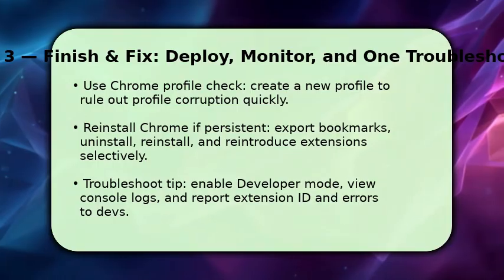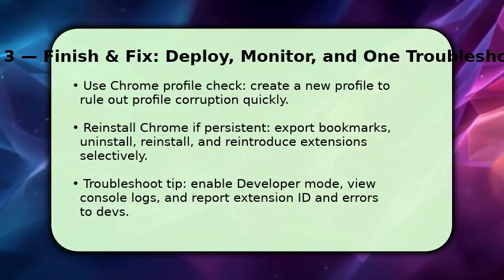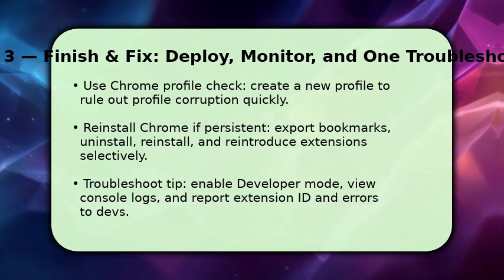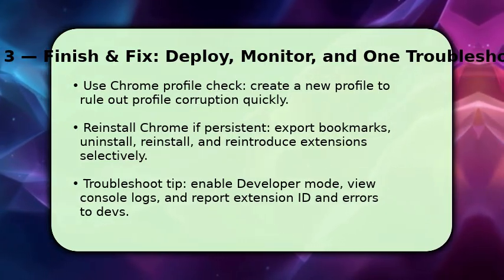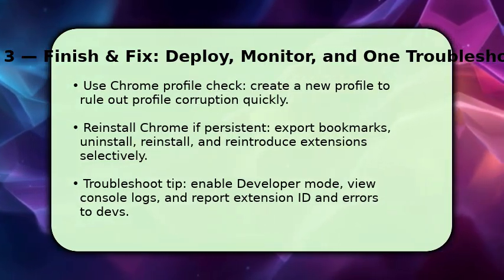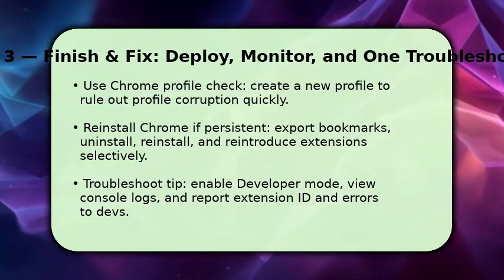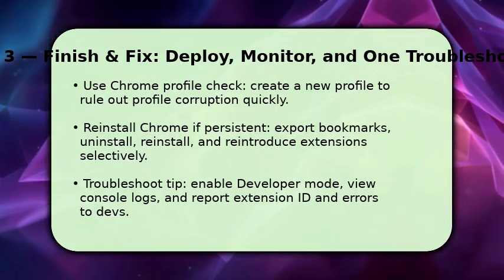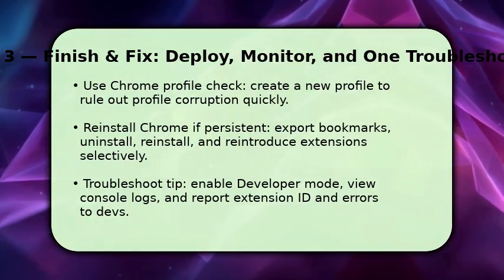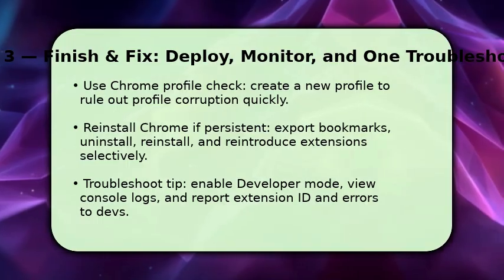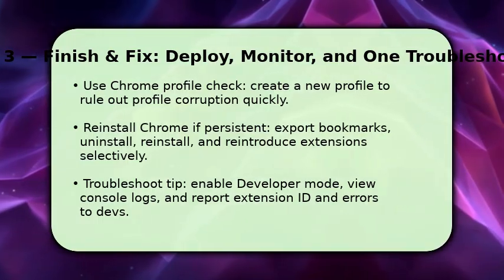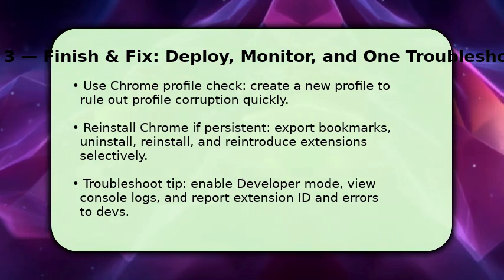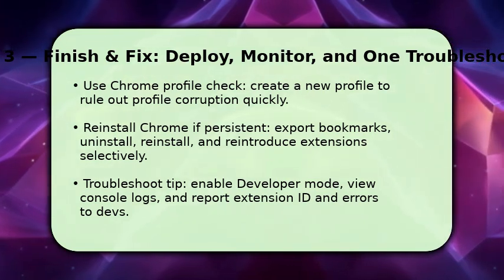For final fixes, test with a fresh Chrome profile to determine if your profile is corrupted. Create one and install the extension there. If problems persist across profiles, backup bookmarks, uninstall Chrome, reinstall the latest build, and add extensions selectively so you can spot the culprit. If you still see failures, enable developer mode, open the extension console, and collect the extension ID and error logs. Then contact the developer with that info. It speeds resolution and avoids guesswork.